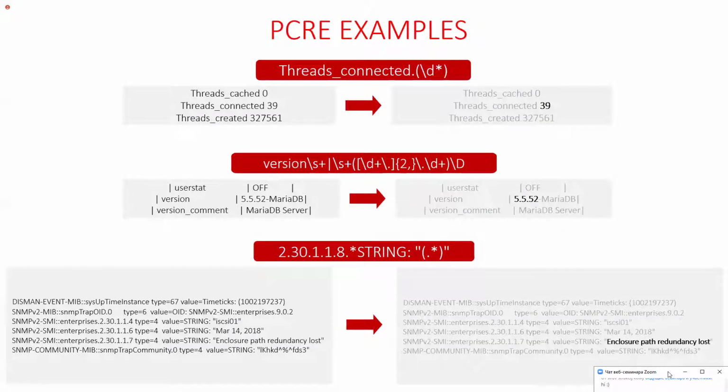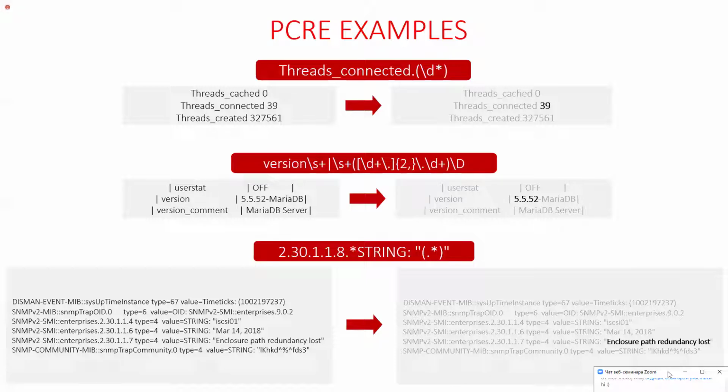Then we have PCRE examples. So basically the regular expression examples, and we can see some of them. For example, we are retrieving 3 lines, the threads cached, threads connected, threads created from the database status. And we are interested specifically in the number of threads connected. We don't need the wording threads connected. We don't need the other two lines. We want just the number to store in the database.